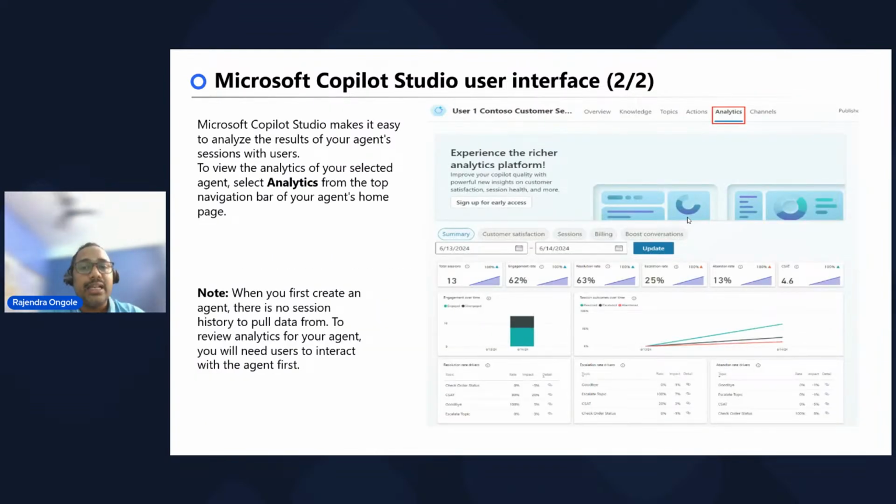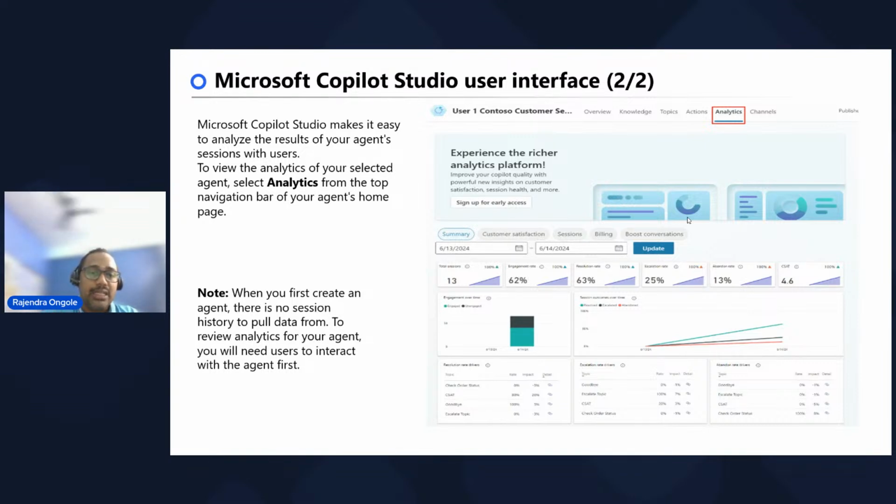As I said, the analytics pane. So this is the information like the total number of sessions or engagement of your Copilot Studio, and even the resolution rate and escalations part. As I mentioned, the customer feedback or satisfaction rate. All these statistics or analysis will be available.